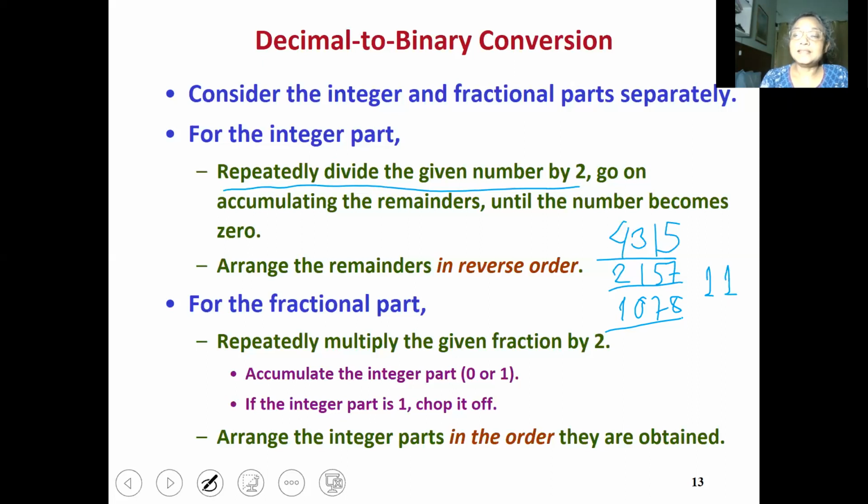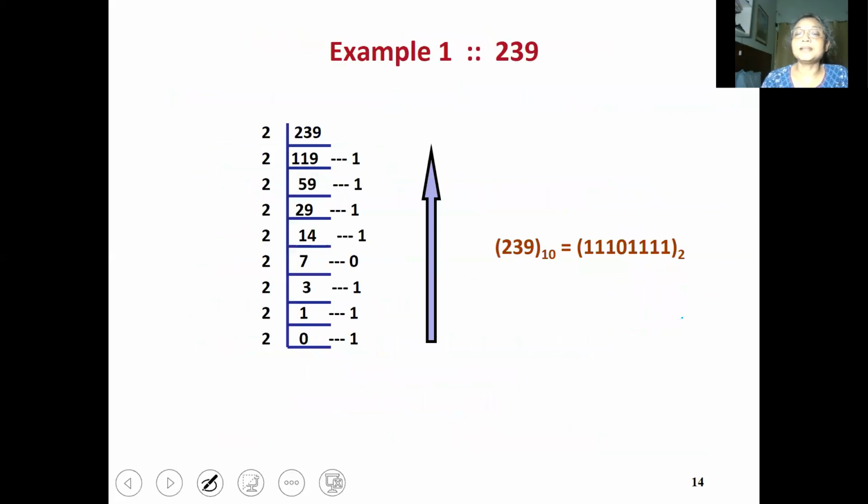And the integer part, when we multiply by 2, will be either 0 or 1. And we will accumulate this integer. If the integer part is 1, we will chop it off. And the integer parts will then be arranged in the order that they are obtained. Let's look at an example.